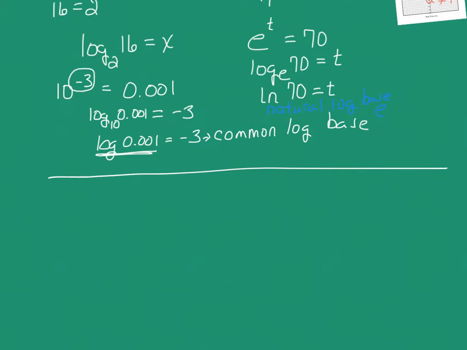Let's go the other way. Let's convert from a logarithmic equation to an exponential equation. Here we have log base 2 of 32 is equal to 5. Well, I can rewrite that as 2 to the 5th equals 32, because a logarithm is an exponent. And we can check that. We know that that's true.